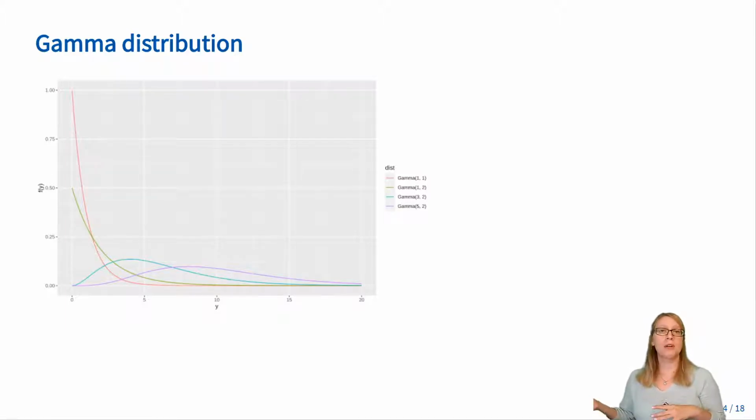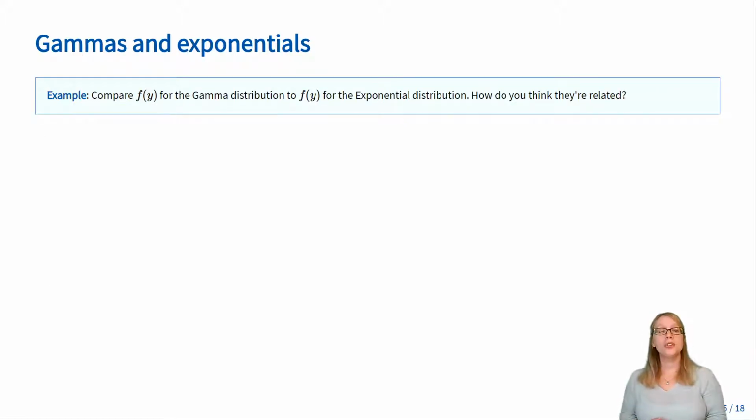As we increase both alpha and beta, we tend to shift this distribution more to the right. We also tend to see more of a curve in the distribution, rather than just a dropping or leveling off. So let's compare the PDF for the gamma distribution to the PDF for the exponential distribution and see if there actually is something to this relationship.